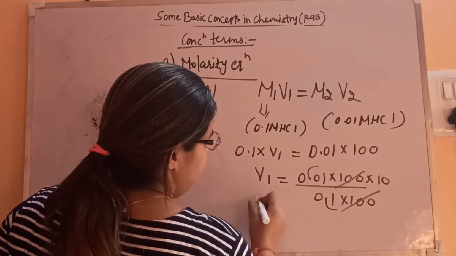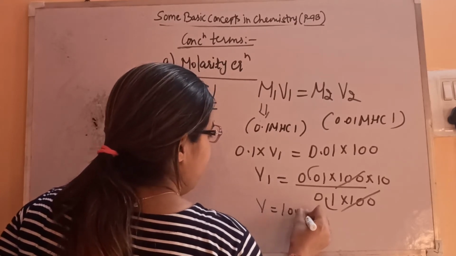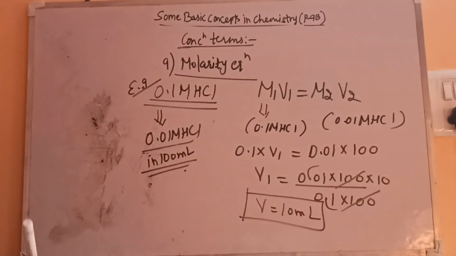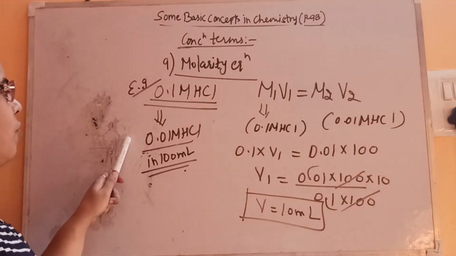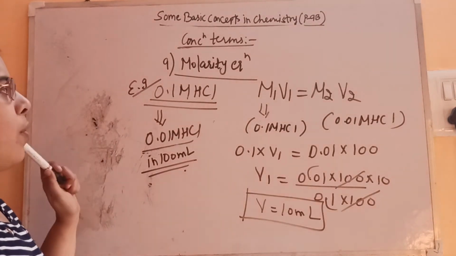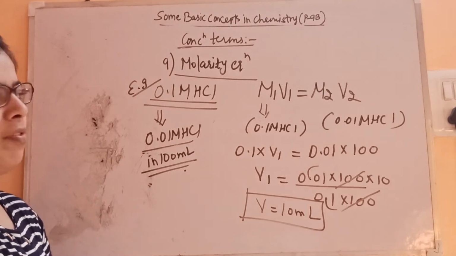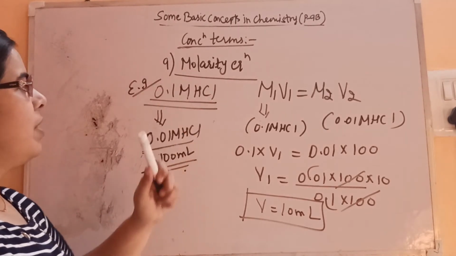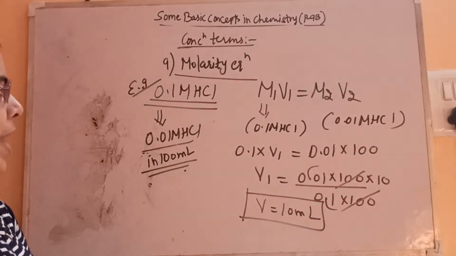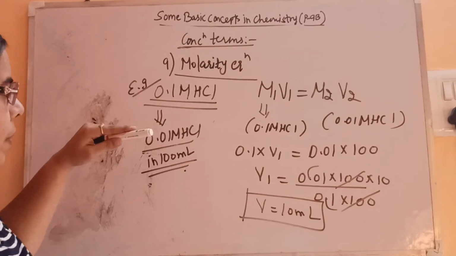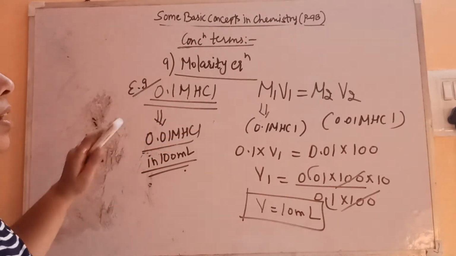Okay. So V1 is 10 ml. So it means when you take 10 ml of this solution, its concentration will change and it will become a solution of 0.01 molar. This is how you will be preparing solutions in the lab of the desired concentration. Fine. So this is the usage of this molarity equation, the molarity equation for dilution purpose.